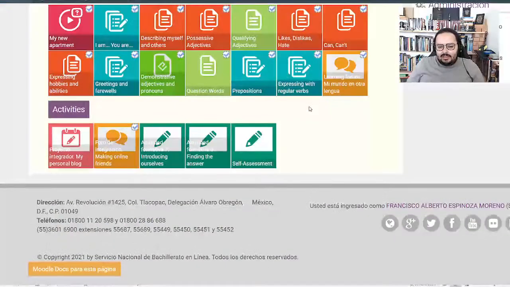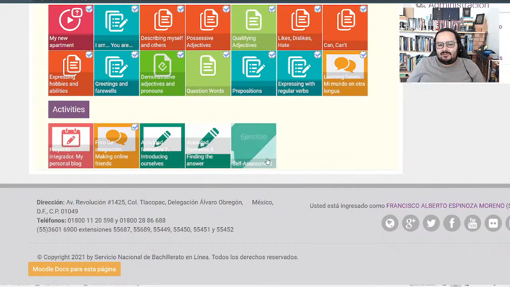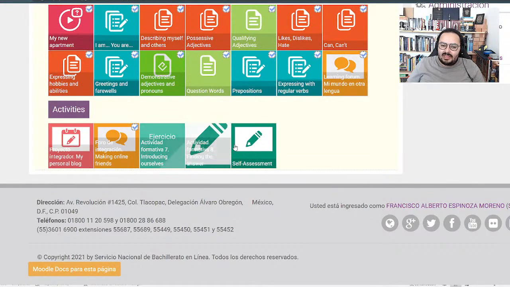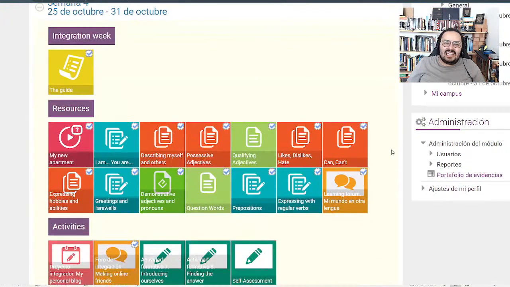Obviamente, no olviden hacer sus actividades formativas y su autoevaluación. Y ahora sí, esto sería prácticamente todo con respecto al foro de aprendizaje de la semana 4 de su módulo 6.